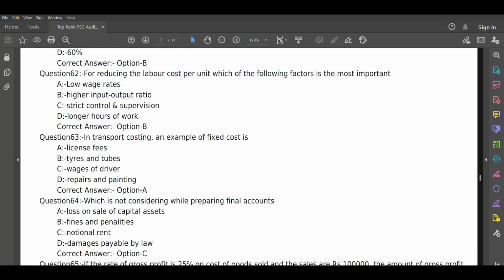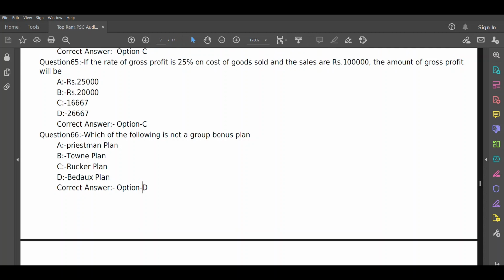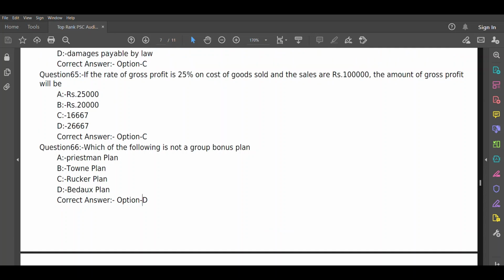In transport costing, an example of fixed cost is license fees, which is not considering while preparing final accounts. Notional rent. If the rate of gross profit is 25% on cost of goods sold and sales are 1 lakh rupees, the amount of gross profit will be 16,667.